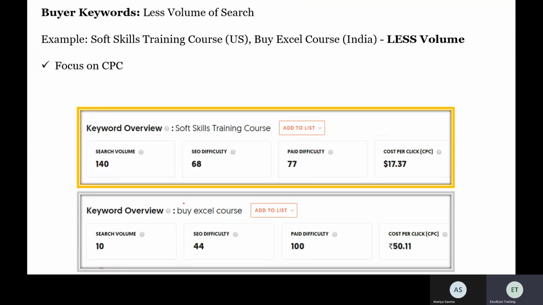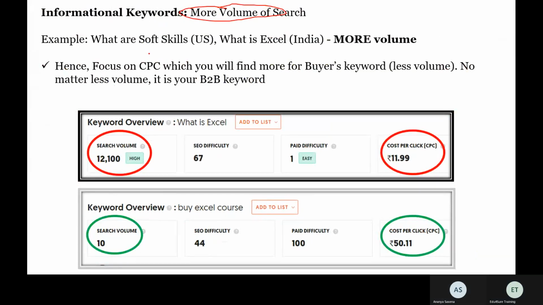Otherwise, if you look at the previous example, if the intention to buy was buy Excel course, if somebody is searching buy Excel course, the search volume is only 10, but the cost per click is 50 rupees. In this way, we are focusing on CPC, although it has a lower volume of searches. Similarly, if we consider the example of soft skills, again the volume can be higher, but we are not going to focus on that.